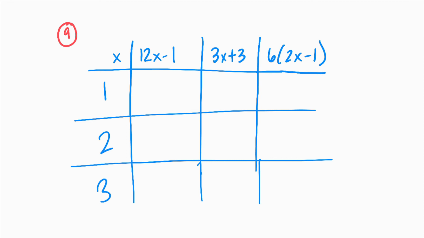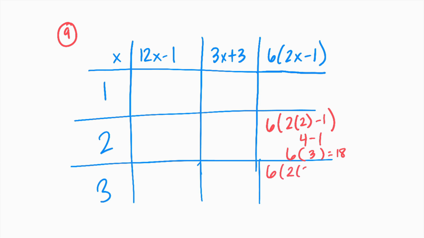So I have 6 times the quantity of 2, and then I have an x right there, so I'm going to put in a 2 in its place. So 2 times 2 is 4. 4 minus 1 is 3. And then 6 times 3 is 18. So my answer in that box would be 18. Now let's try this one again.